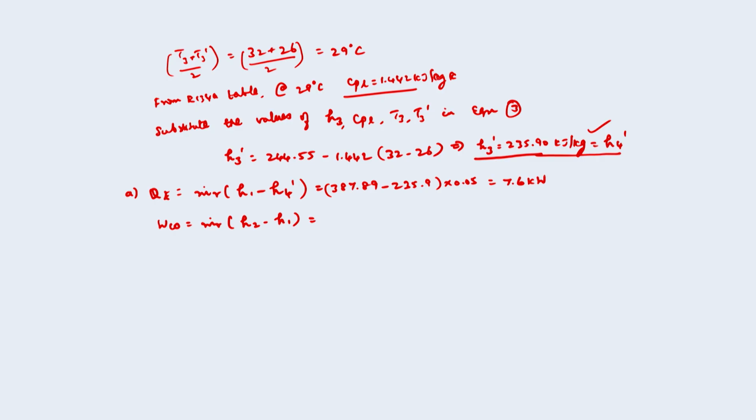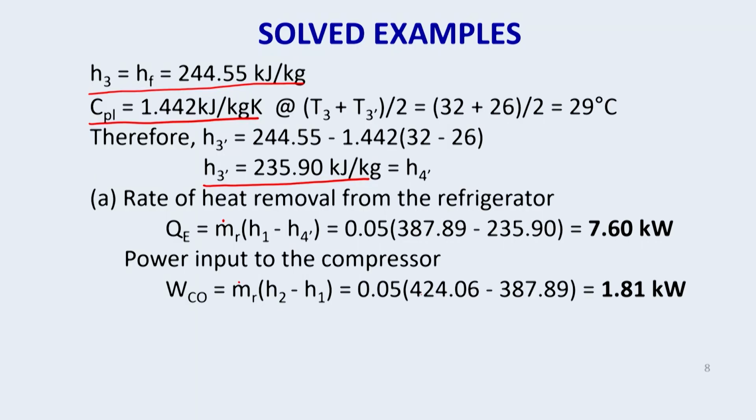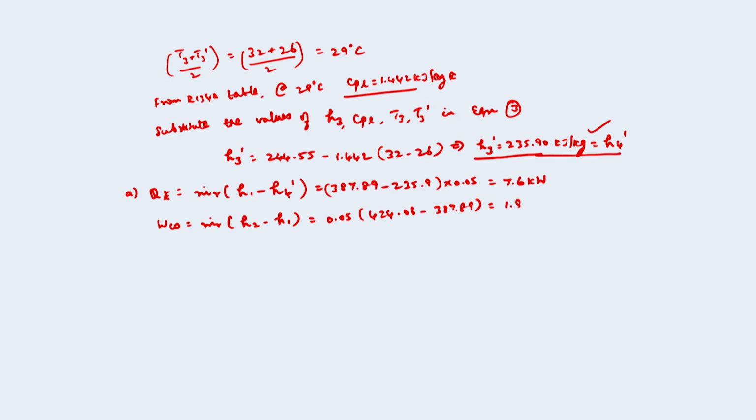Similarly, m dot r, 0.05, into H2, which is 424.06, which we have already found, minus H1, which is 387.89. Let us check the values. H2 is 424.06 and H1 is 387.89. We will get 1.81 kilowatt.